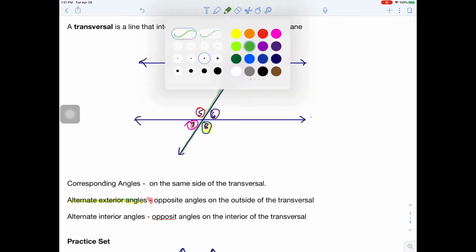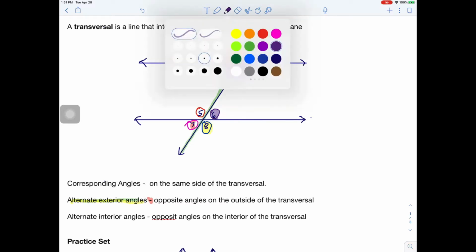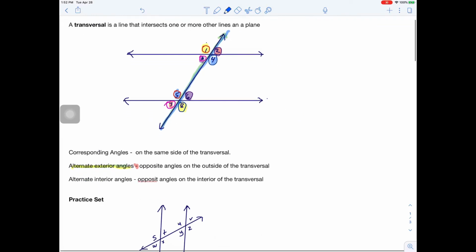And then the alternate interior angles are going to be the ones that are on the inside. So 3 and its alternate being 6. And then you have 4 and its alternate being 5. That's really what it wants to do, is talk about the transversal. The transversal is that line. Okay?